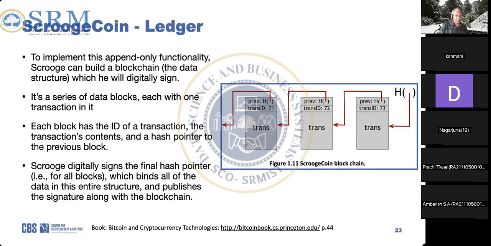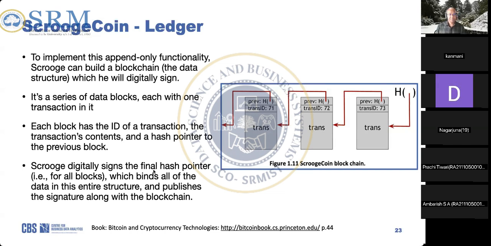So that is the main thing: how the append-only ledger is implemented. To implement it, Scrooge will build a chain of blocks like what I have mentioned. For the sake of simplicity, assume only one transaction in the block. And what is a block? It contains some ID, and the transaction contains information such as the value of the coin and to whom it is transferred. In the previous case, Alice transferred to Bob, so all that information will be part of the transaction.